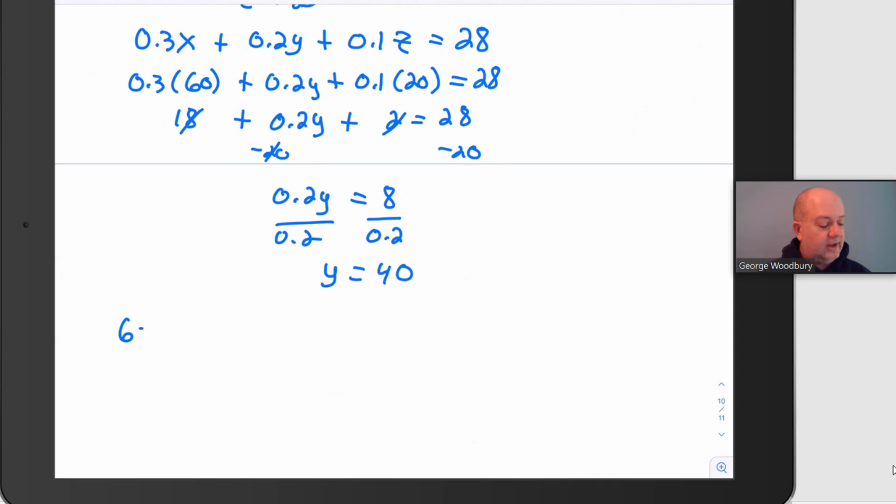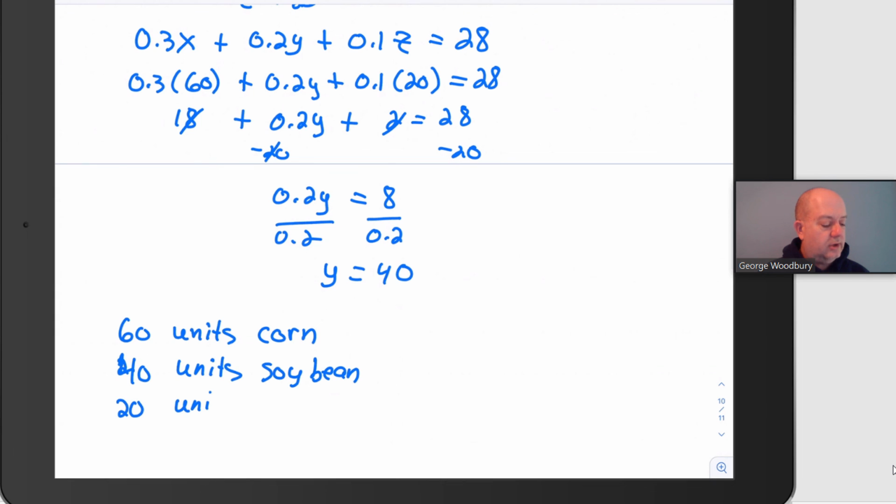So x was 60, that's 60 units of corn. Y was 40, so that's 40 units of soybean. And z was 20, so that's 20 units of cottonseed. A lot of times those are given as pounds or kilograms. Here, the book doesn't use any units, they just call them units, so I stuck with the same approach so that when you do the homework in my lab, it'll seem familiar to you.